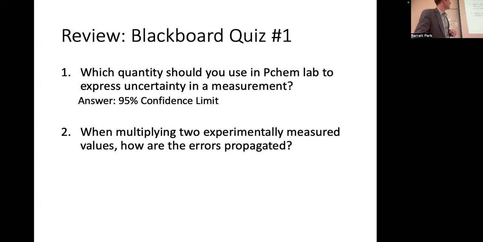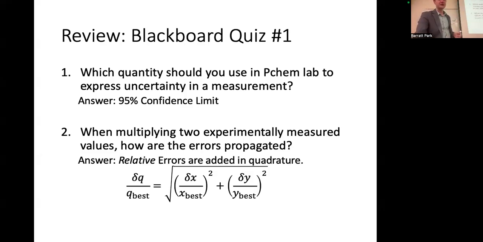Okay, and then when you multiply two experimentally measured values, how are the errors propagated? Remember, when you add or subtract, the errors get added in quadrature. When you multiply or divide, the relative errors get added in quadrature, right? So the error divided by the value gets added in quadrature. Okay, so that means it follows this formula. So delta Q, if Q equals X times Y, then delta Q over Q best equals delta X over X best added in quadrature to delta Y over Y best. Okay. All right, so now I will pause the video.